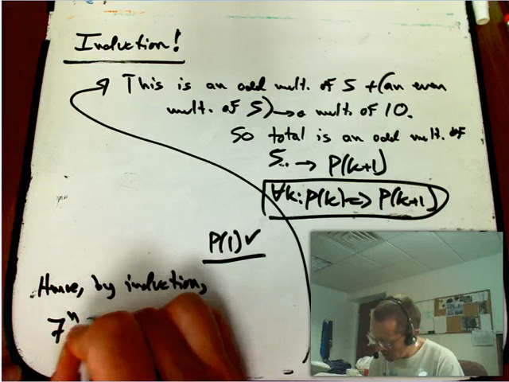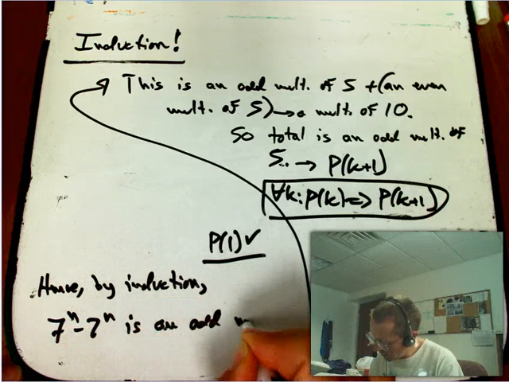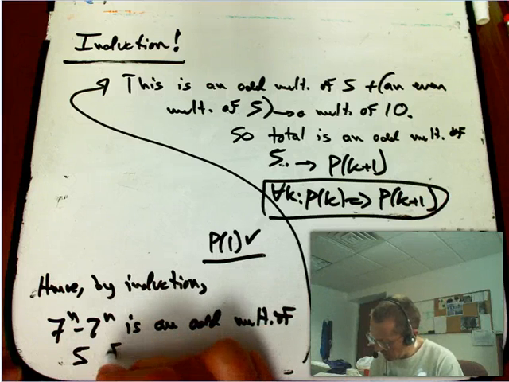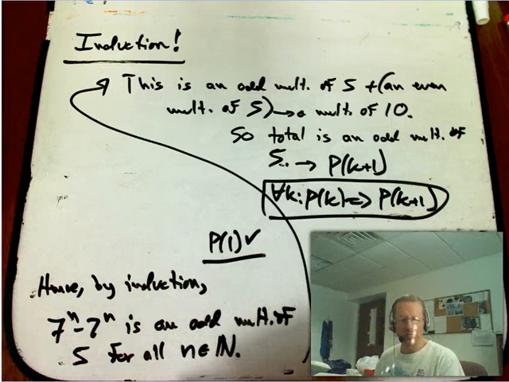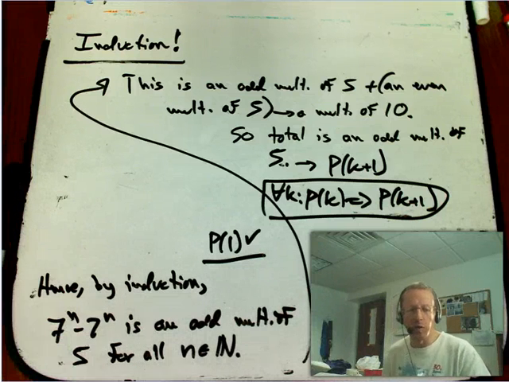7 to the n minus 2 to the n is an odd multiple of 5 for all n in N, the natural numbers or the positive integers. Okay, so that's an example of a careful proof by mathematical induction.